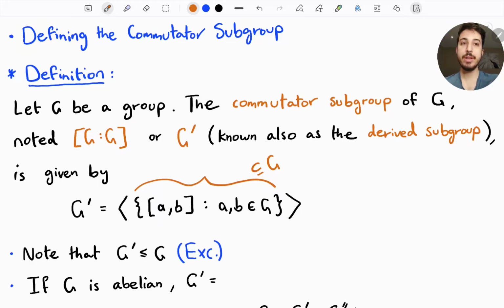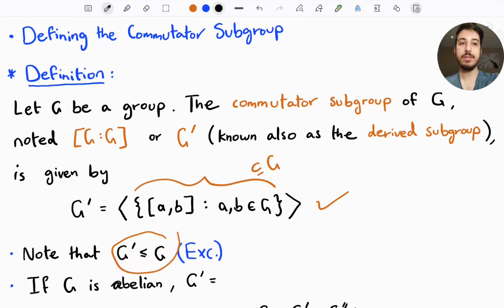So we are taking the products of all the elements in this subset and the inverses of these elements in this subset. Note that G prime is in fact a subgroup of G, and I'd like you to prove that formally. Prove that this G prime is a subgroup of G.